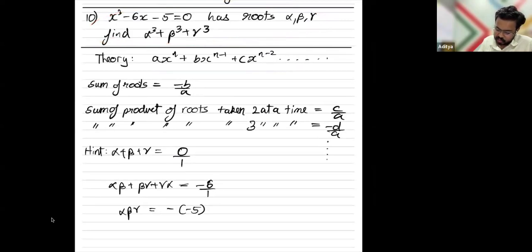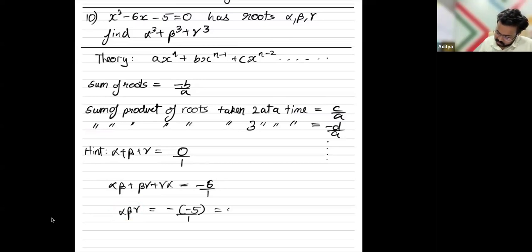The theory is that if you have a polynomial, the sum of all the roots, not necessarily all the real roots, all the roots in existence in the polynomial, will be of the form minus b by a. Sum of product of roots taken 2 at a time, for example alpha beta, beta gamma, gamma alpha, only 3 such combinations are possible. All their sum will be c by a. Sum of product of roots taken 3 at a time, only one combination alpha beta gamma is available. That is minus d by a.